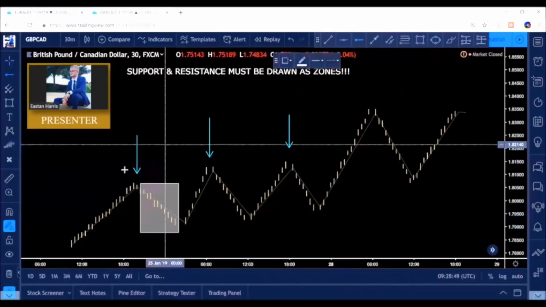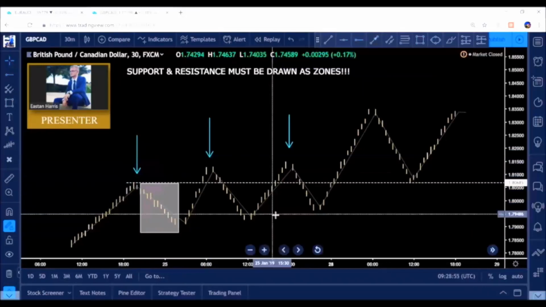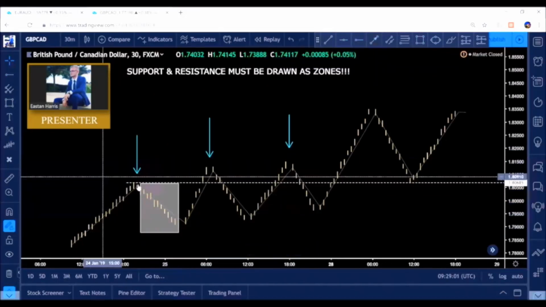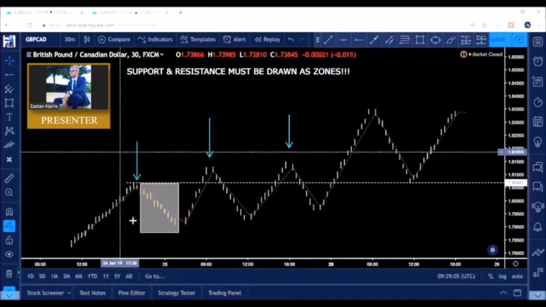I'll pull out this dotted line tool. It is right here. This is our bottom parameter for our zone, and it is the very edge of this move. Okay, guys, right here.